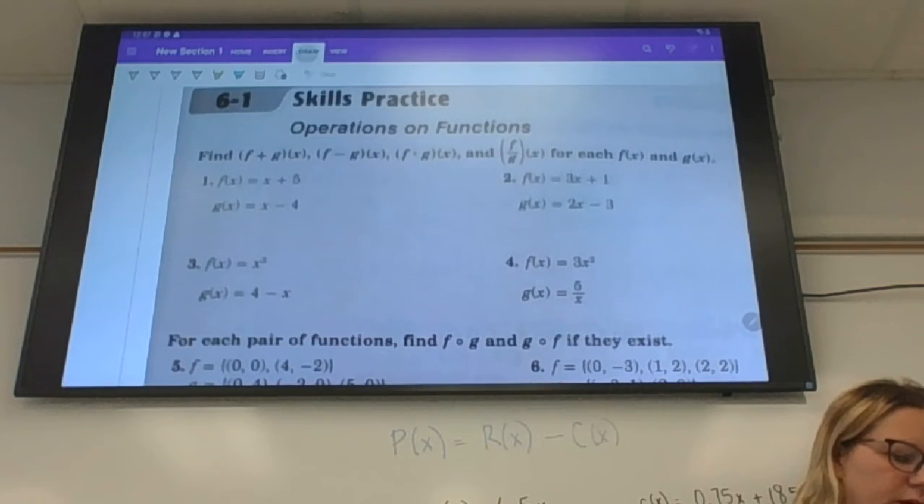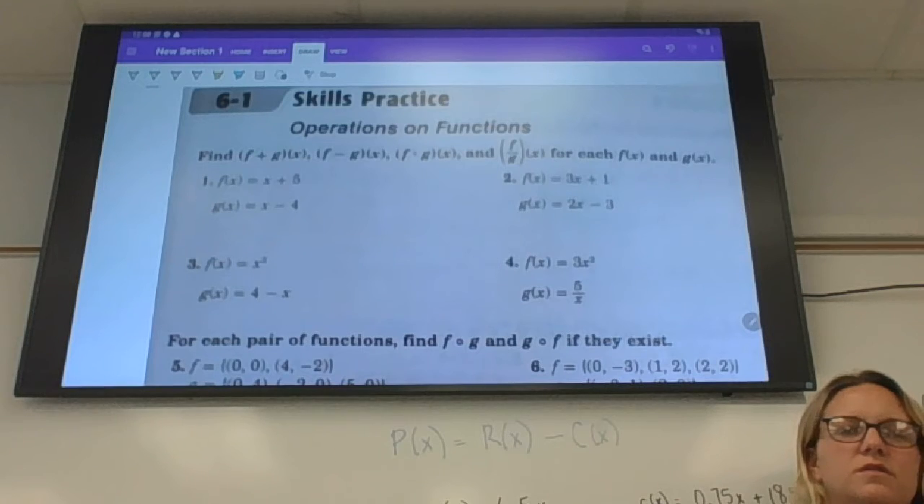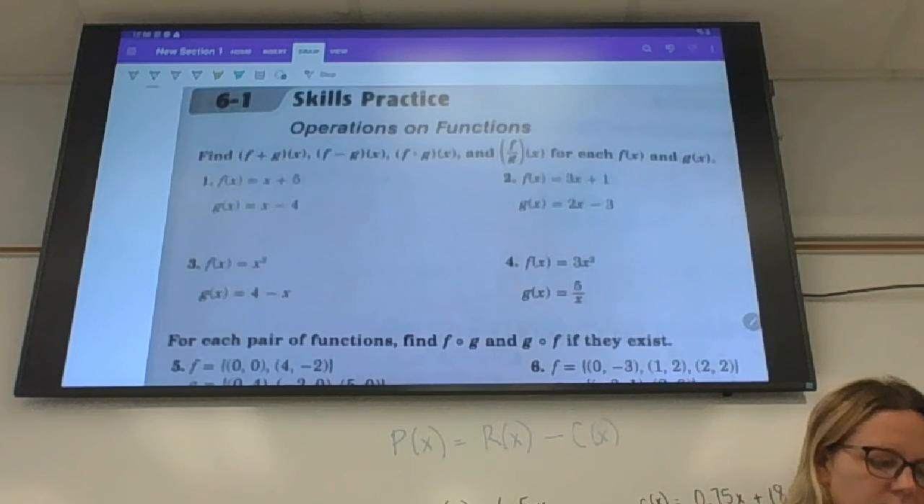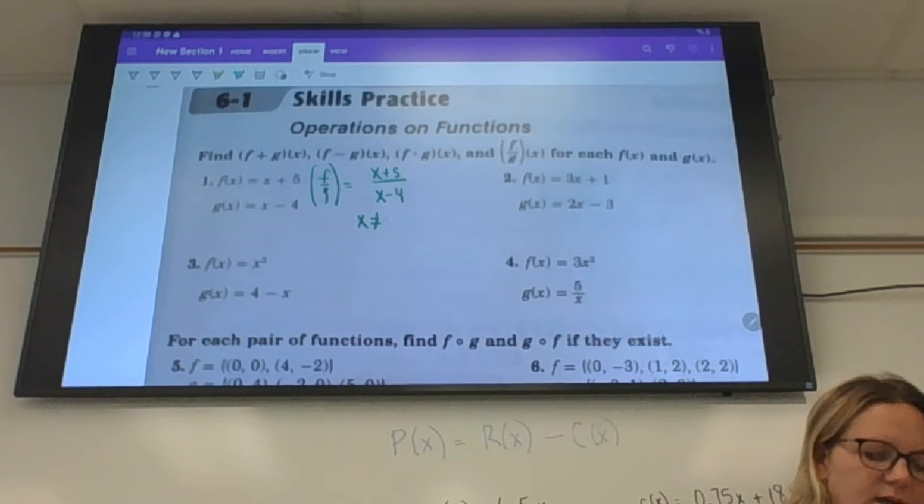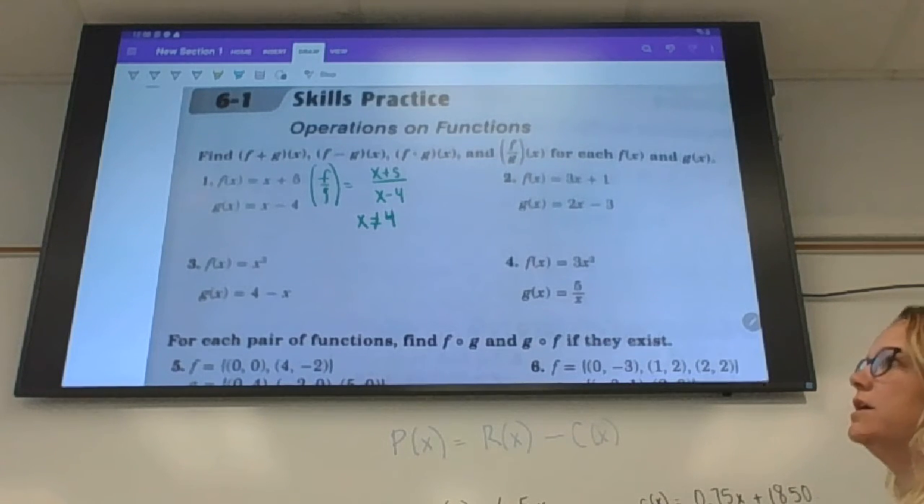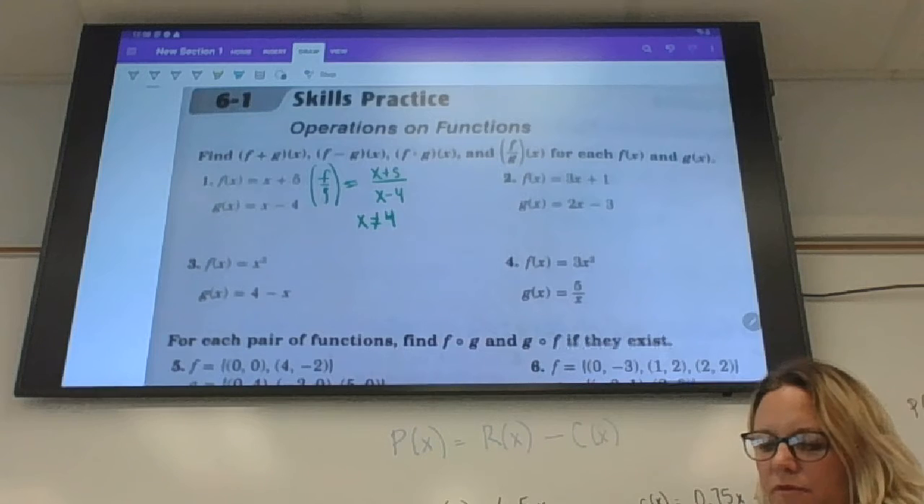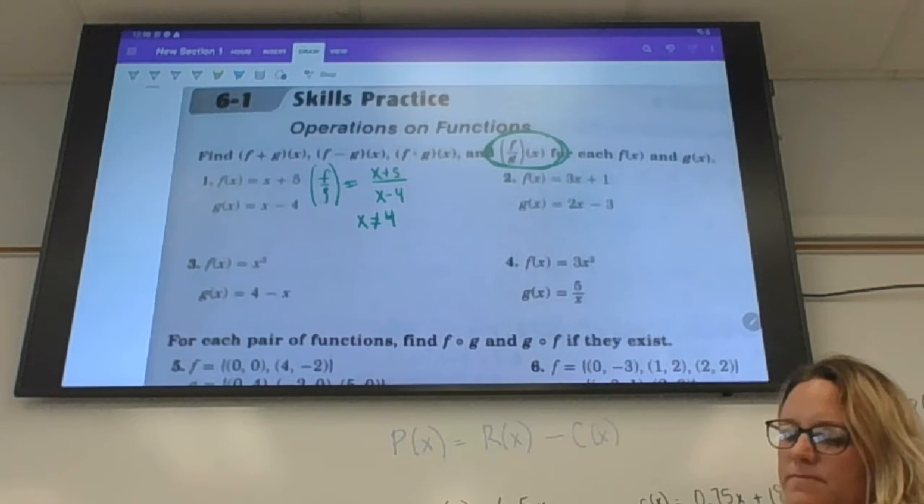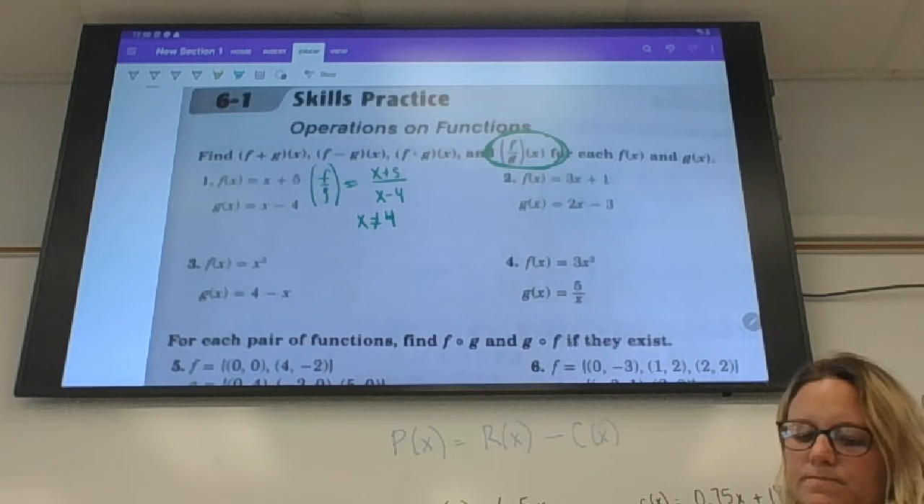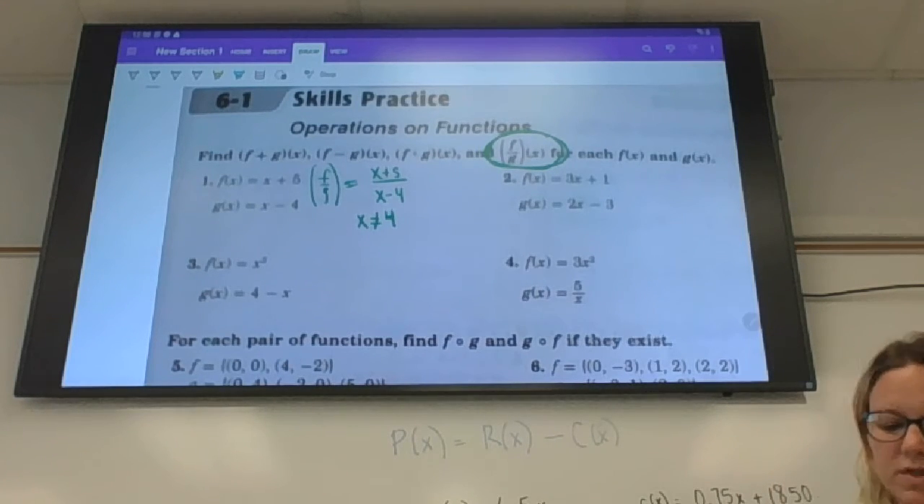So on number 1, didn't I do one? I started it with you guys. We had the fire drill. F over G. You're supposed to leave x plus 4 over x minus 5, but you do need to state that in this problem, x cannot be 4. It would create an undefined fraction. For this, it says to do F over G. Well, this is number 1. You have to do them all. All 4.